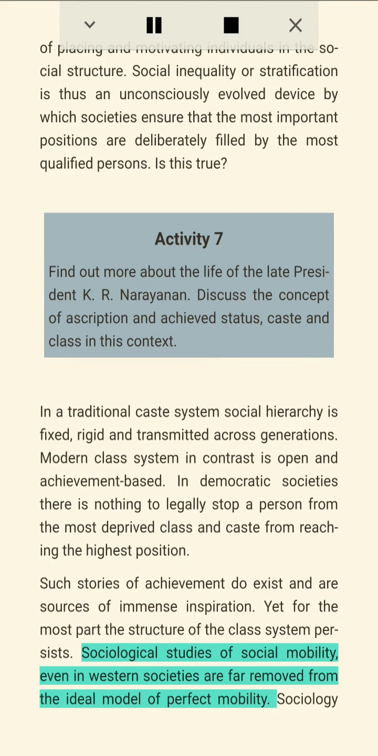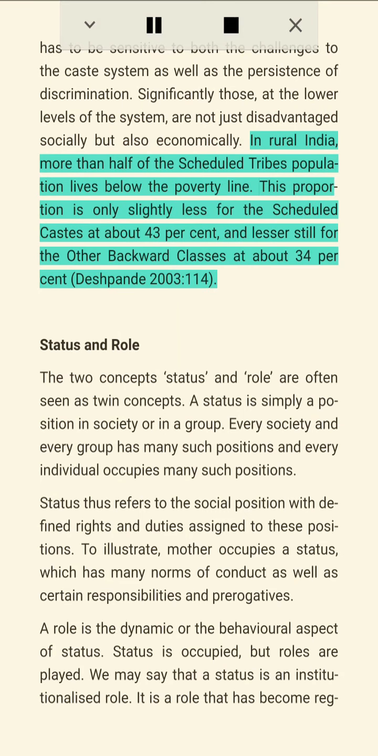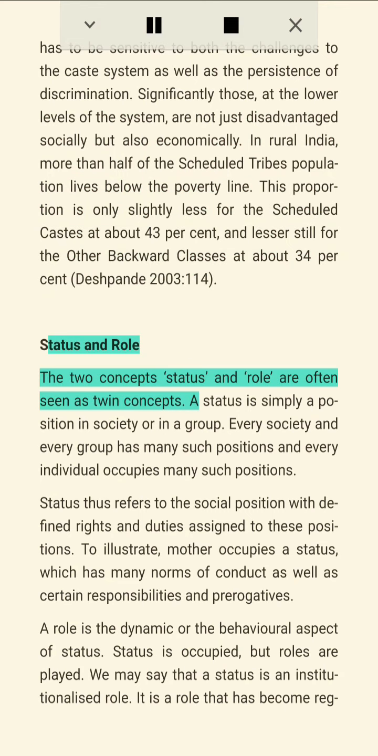Yet for the most part, the structure of the class system persists. Sociological studies of social mobility, even in Western societies, are far removed from the ideal model of perfect mobility. Sociology has to be sensitive to both the challenges to the caste system as well as the persistence of discrimination. Significantly, those at the lower levels of the system are not just disadvantaged socially but also economically. In rural India, more than half of the scheduled tribes' population lives below the poverty line. This proportion is only slightly less for the scheduled castes at about 43% and lesser still for the other backward classes at about 34% (Pan 2003, 114).